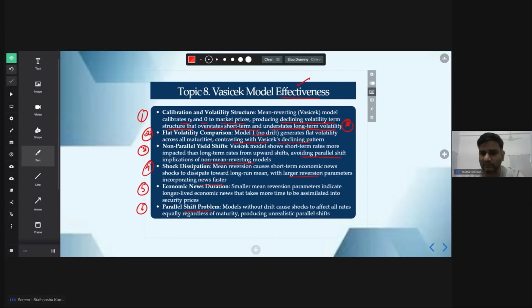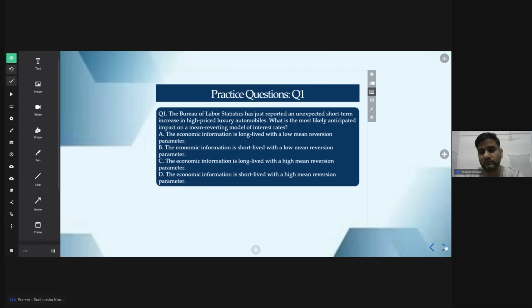It still has some calibration challenges, which is your non-recombining and recombining trees, but overall, it's a pretty good model, right? Moving on, guys. Next part is let's do practice questions.